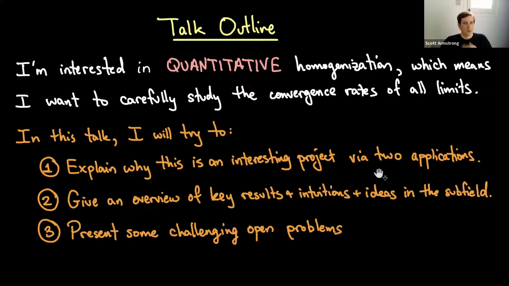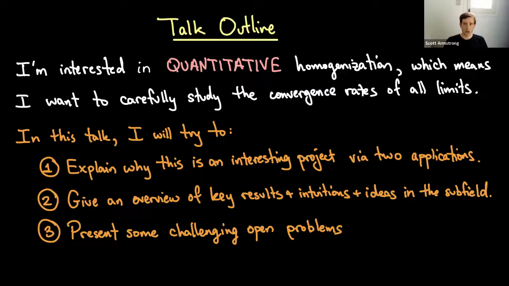Okay. To put a finer point on that, I'm interested in quantitative homogenization, which means I essentially want to find a rate of convergence in this macroscopic limit. I want to explain first why this is an interesting project by bringing two examples out of left field. Then I'll circle back and give an overview of the theory and try to explain some of the key ideas from a bird's eye view. And then in the last few slides, I'll present some of what I think are the open problems.